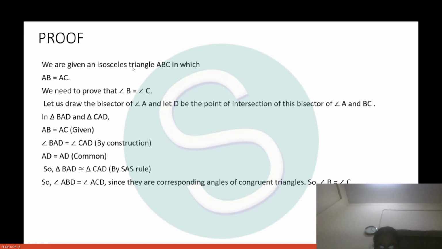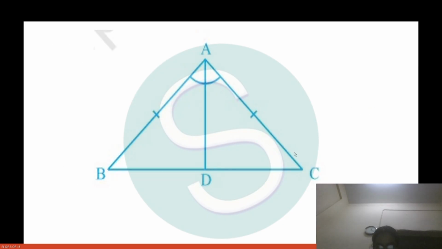We are given an isosceles triangle ABC in which AB equals AC and we need to prove that angle B equals angle C. So we will draw the bisector of angle A, and let D be the intersection of this bisector of A and BC. So we will draw a bisector of angle A. AD bisects the angle BAC, so these two angles are equal.